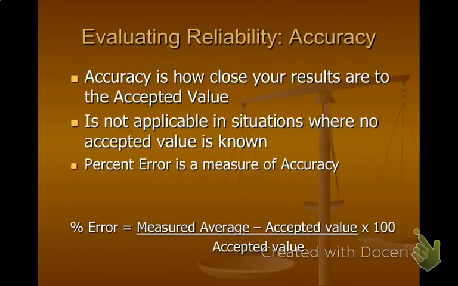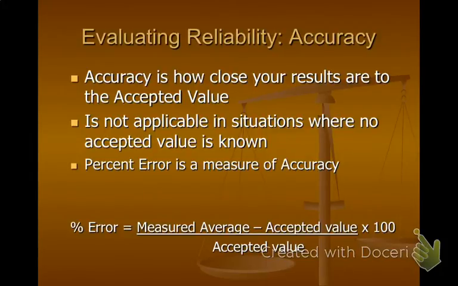So if you take a look at our notes here, hopefully we came up with the idea that accuracy is how close your results are to the accepted value, which would be the bullseye. You obviously can't do this if there is no accepted value. And the way we measure this is called percent error. Percent error, you can see the equation down below there. That's on the back of your periodic table, so you don't have to memorize it.